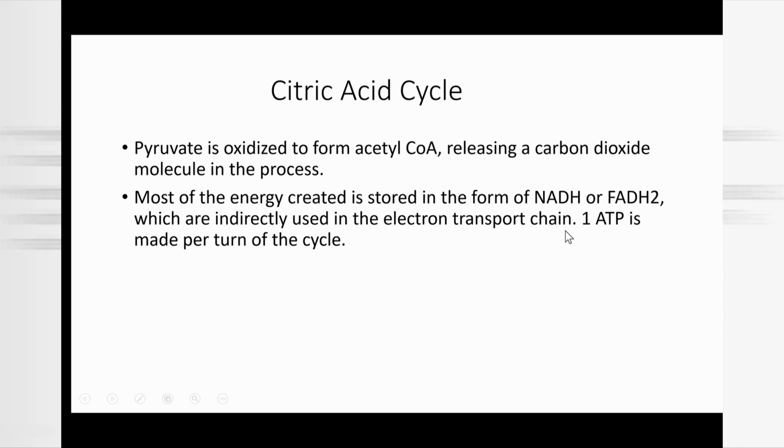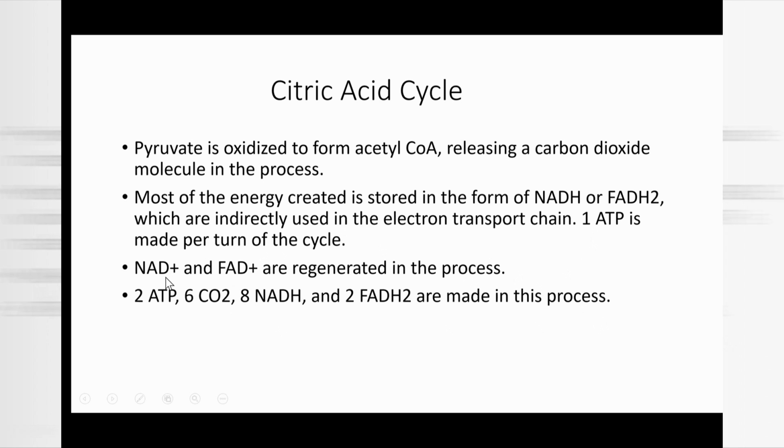Now what happens is most of the energy created through this cycle is stored in the form of NADH or FADH2, and these are going to be used in the electron transport chain. So 1 ATP is made per turn of the cycle. Now this allows the regeneration of NAD+ and FAD+, and this regeneration is what gives the cycle its name. So at the end of the day, 2 ATP, 6 CO2, 8 NADH, and 2 FADH2 are made in this process per glucose molecule.